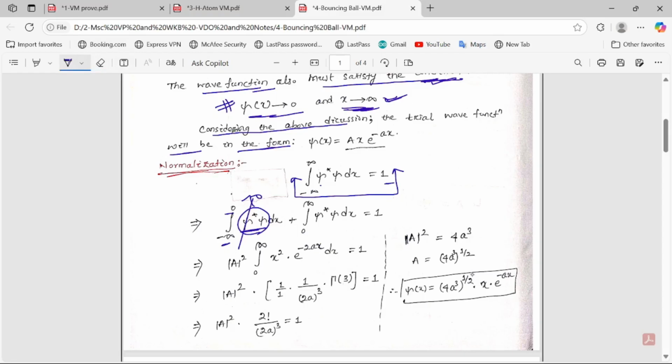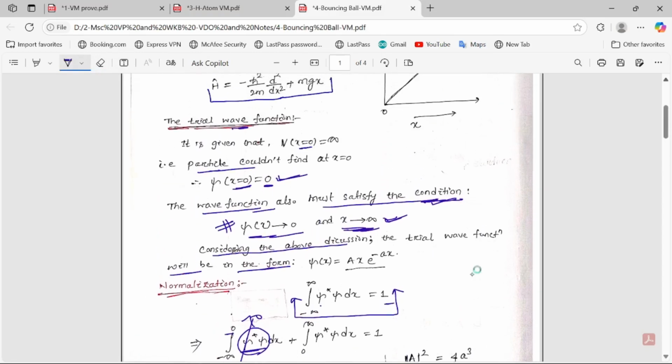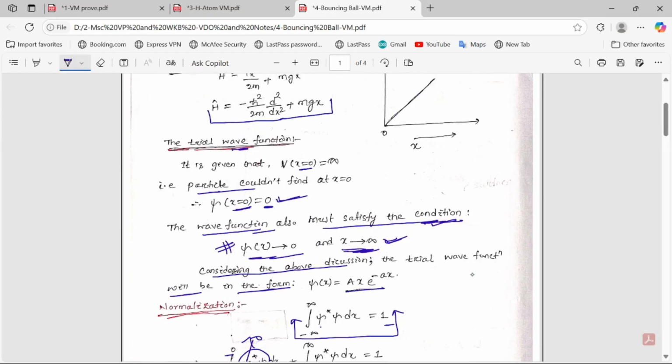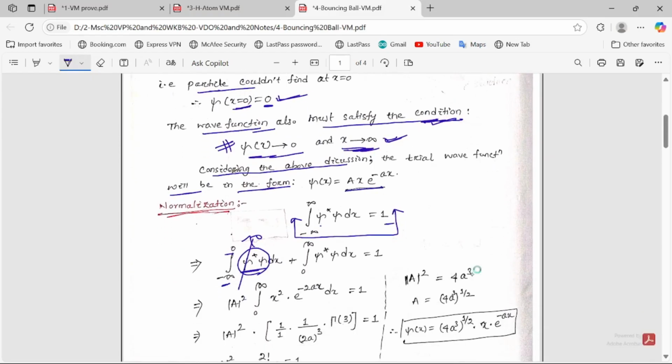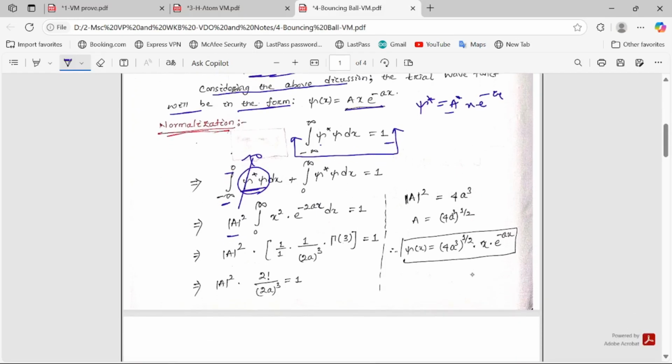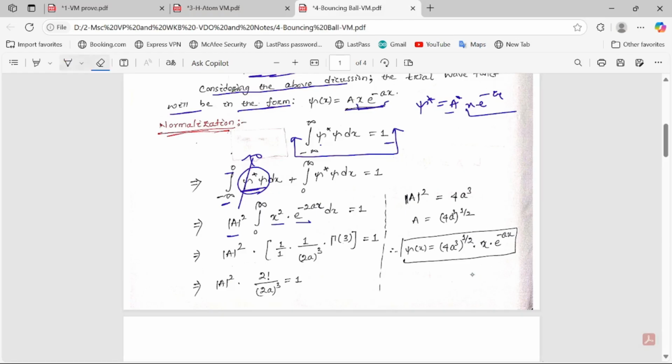So here you put this wave function. Here A* ψ* will be how much? A* x e to the minus ax. So |A|² is taken outside of this integration 0 to infinity. If I multiply this term, it will be x² e to the power minus 2ax dx equal to 1. Now we are going to use the gamma function.